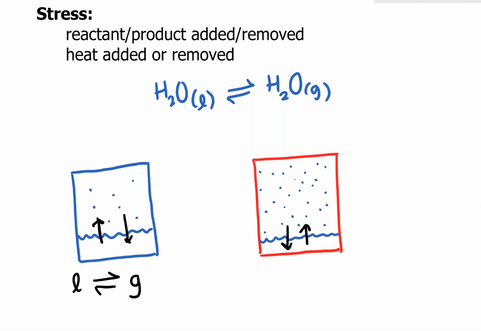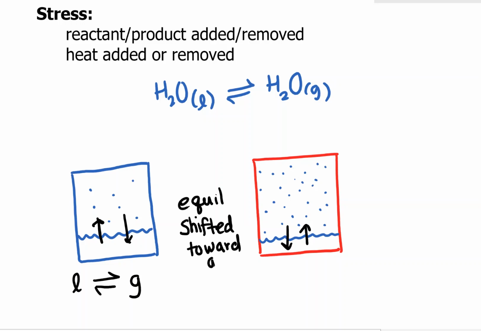Okay, so we have two equilibriums, and in a sense we would say this equilibrium shifted toward the gas. In other words, we're saying when we look at this reaction, heating it shifted the equilibrium toward the gas. It doesn't mean that it all became gas. It just means that there's more in the gas phase than before. Well, let's look at why that is true.